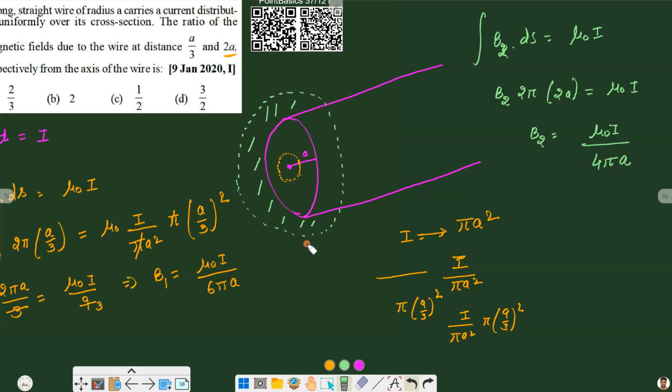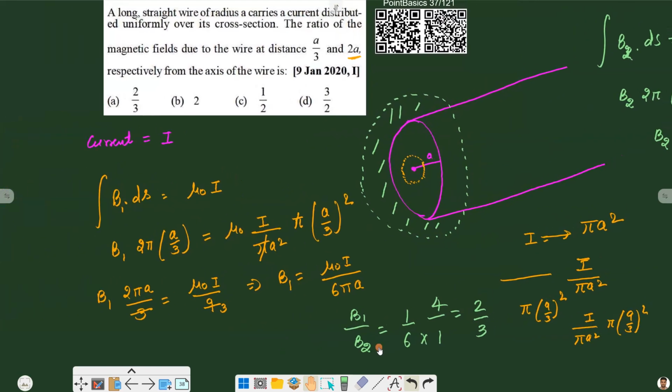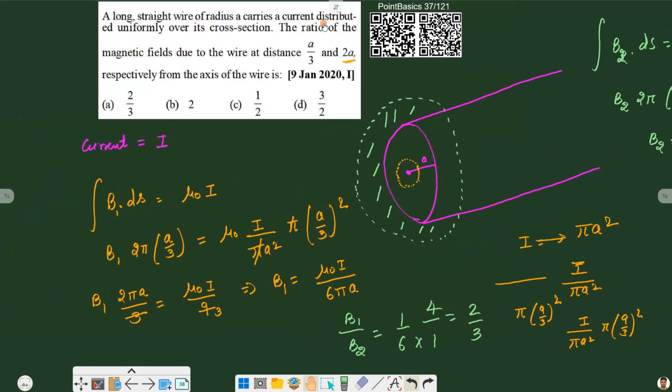Now we can divide both of these. So B1 by B2: mu naught cancelled in both, pi A cancelled in both, so 1 by 6 into 4, and the ratio is 2:3. So the ratio at A by 3 to 2A will be 2 by 3. So option A will be the right answer here.